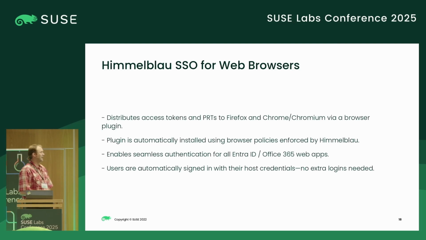We also support single sign-on for Chrome, Chromium, and Firefox. This is made possible through a browser plugin supplied actually by Siemens. They wrote this app to be compatible with Microsoft's proprietary code, and I've written a dbus broker service for Himmelblau that mirrors Microsoft's service, therefore giving us SSO for free, basically. So when a user logs into the host, they can open up a browser and automatically they're logged in.